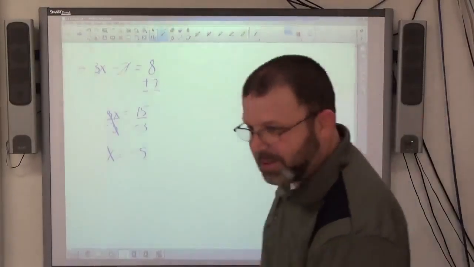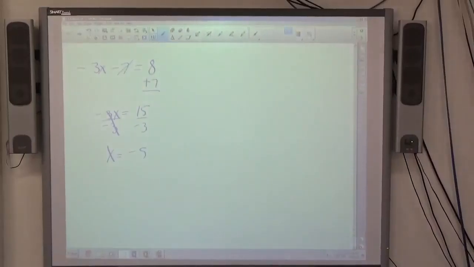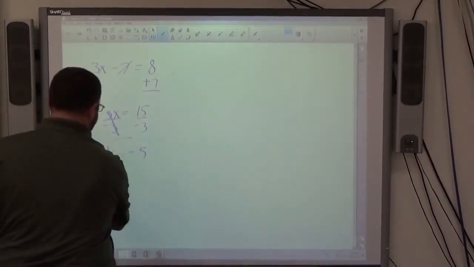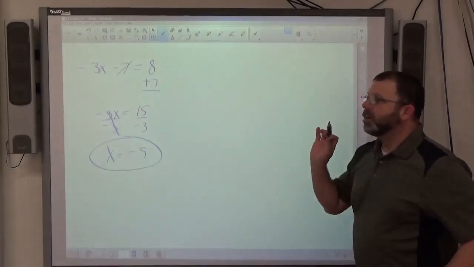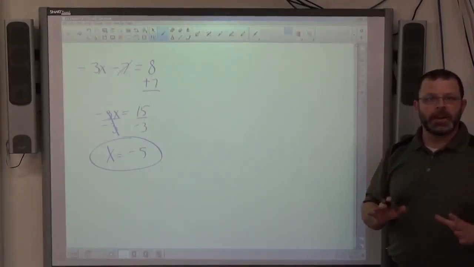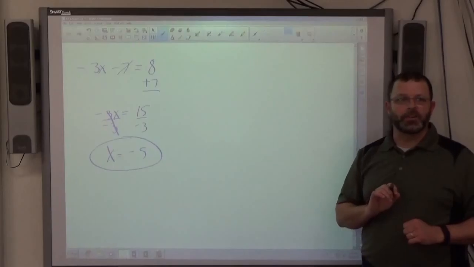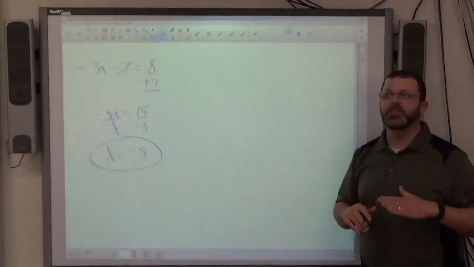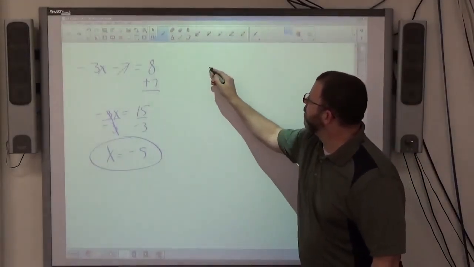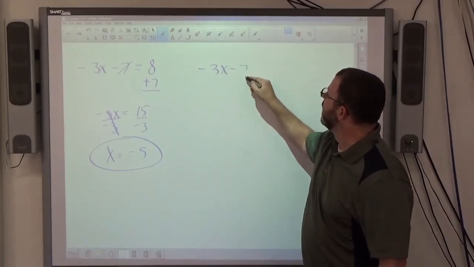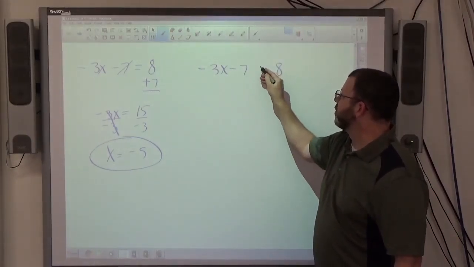Now, after you've solved that equation, that's it, that's the answer. Alright, solving an inequality has the same technique, but there's one extra thing to consider when you're doing the division step. So, let me put the same problem here, negative 3x minus 7 and 8, but instead of saying equals, let's say greater than.